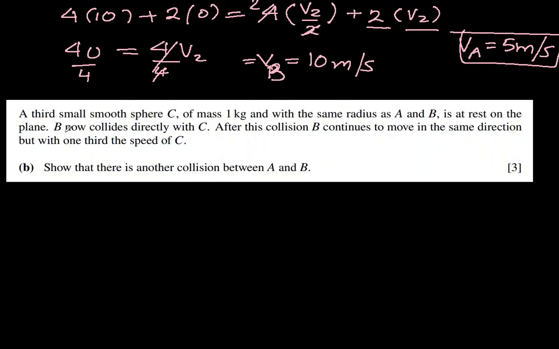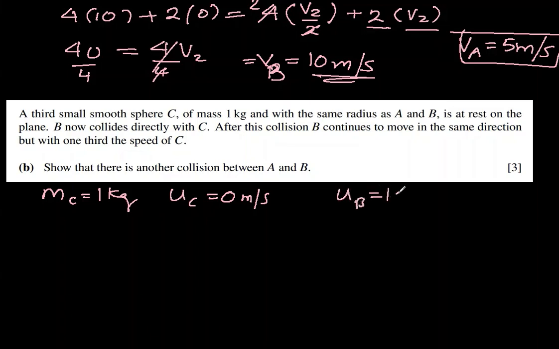A third small smooth sphere C of mass 1 kg. So mass of C is 1 kg with the same radii as A and B, and is at rest on a plane. So UC is 0 meters per second again. B now collides directly. After going at this speed, it collides. So UB in this case is 10 meters per second. After this collision, B continues to move in the same direction again, but with 1/3. So VB is 1/3 of VC.